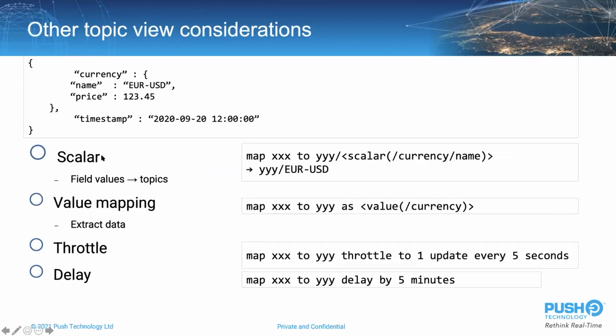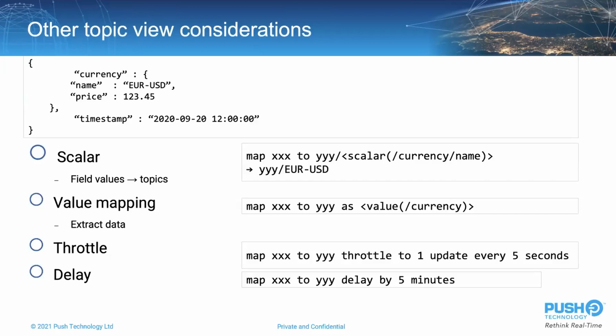And a little bit more: topic views are not just limited to expand. There are other functions available, such as scalar, which means take the value of the data and create a topic using the value of what's in the data. We can use the value function, which will take a segment of a JSON object and inject it into another JSON object. We can also use what we call throttle and delay.